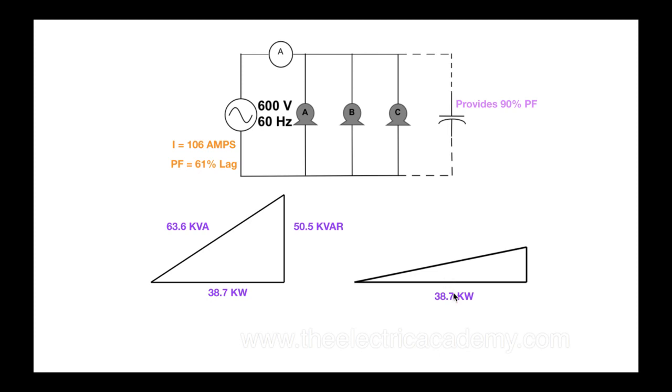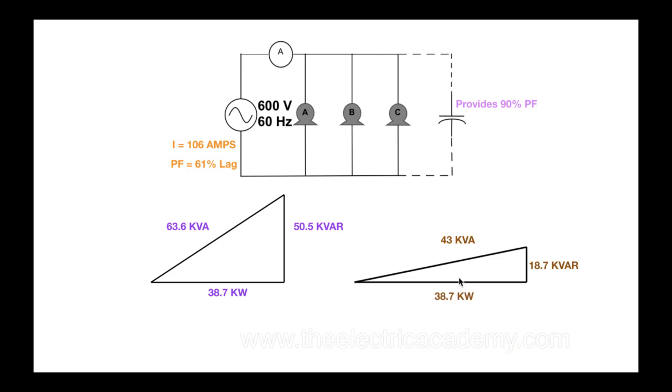So what we do then is I have 38.7 kilowatts. I have 0.9 for my power factor in here. I'll just go 38.7 divided by 0.9 will give me my new kVA. Pretty cool, hey? Then I take that kVA squared minus my kilowatt squared, and I get my kVAR. So let's see what that looks like.